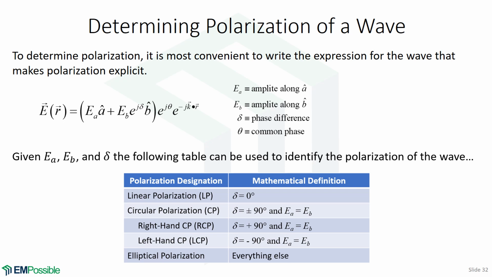The very last thing I'll do is look at the sign of that 90 degrees. If it's a positive 90 degrees, we have a right-hand circular polarization. If it is a negative 90 degrees, we have a left-hand circular polarization. So once we're in this polarization explicit form, it's very easy to determine the polarization.